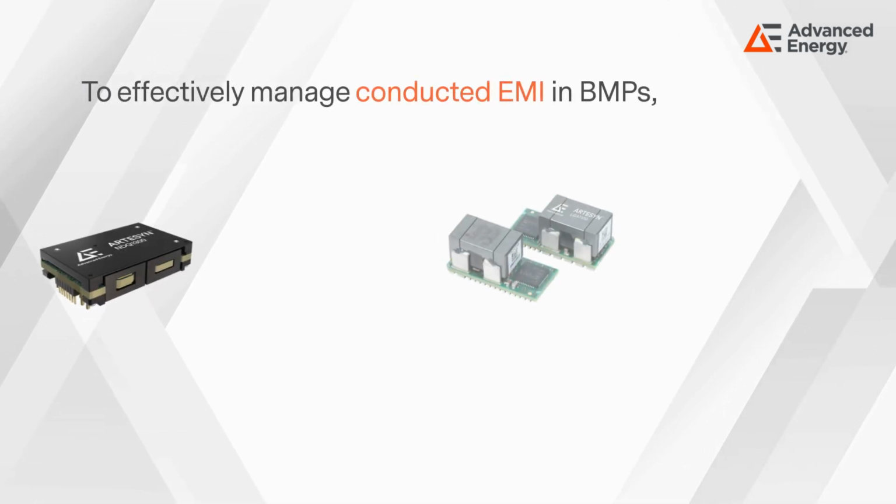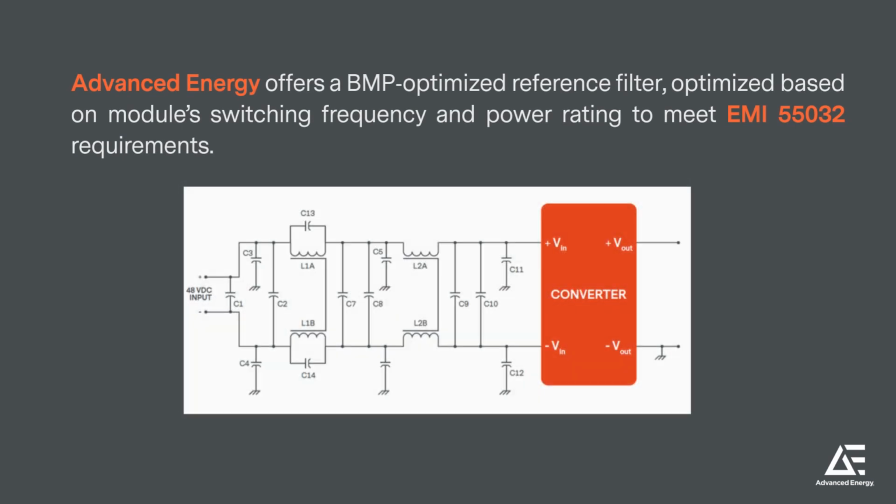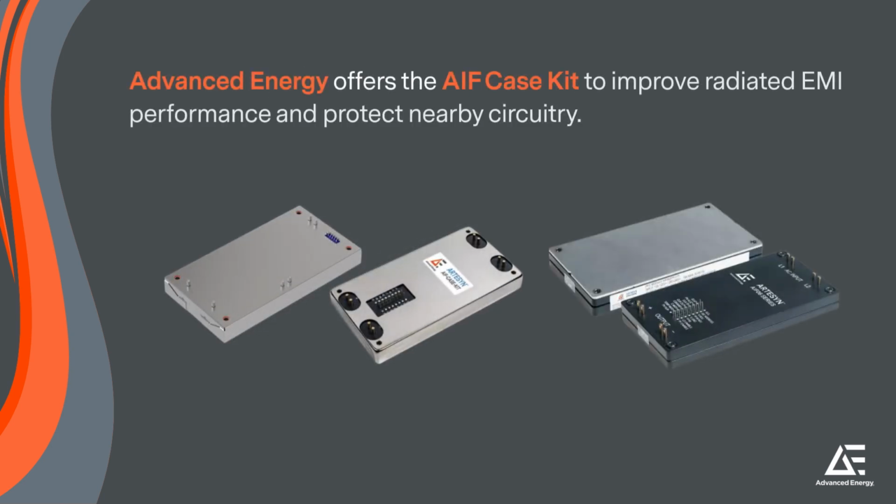To effectively manage conducted EMI in board-mounted power modules, Advanced Energy provides a reference filter design tailored specifically for BMP modules, optimized based on the module's switching frequency and power rating, ensuring compliance with 55032 EMI standards. To further enhance performance and ease of integration, Advanced Energy also offers the AIF Case Kit, a robust metal casing solution with EMI shielding and an insulator sheet, designed to improve radiated EMI performance and protect surrounding circuitry.